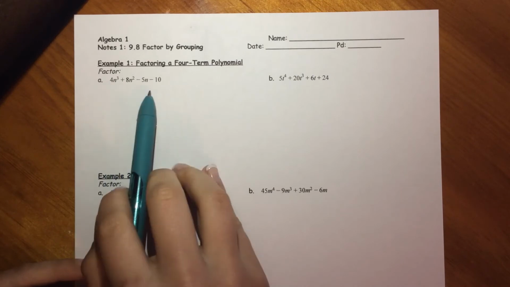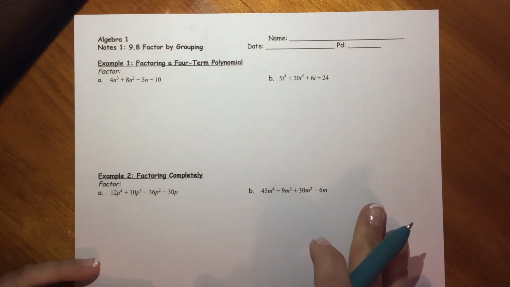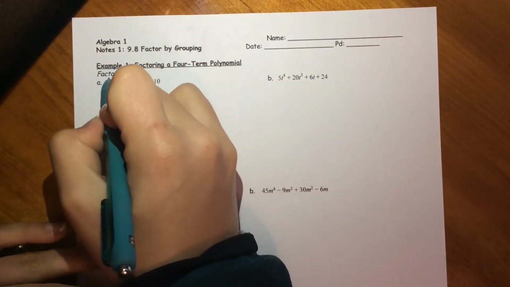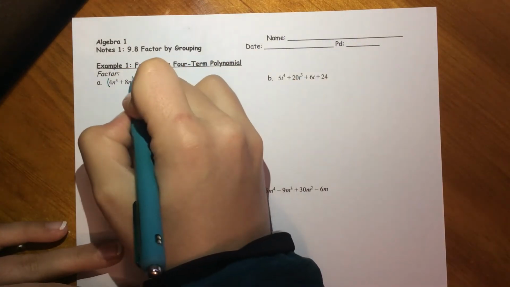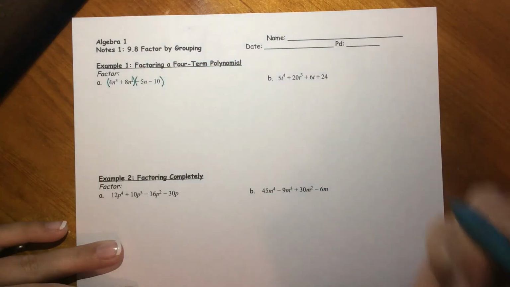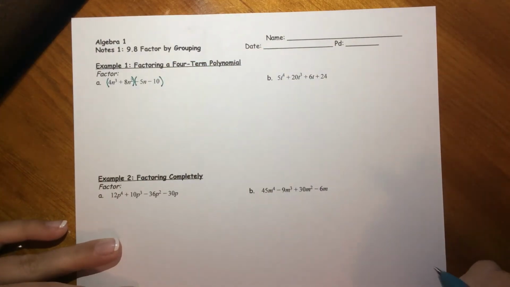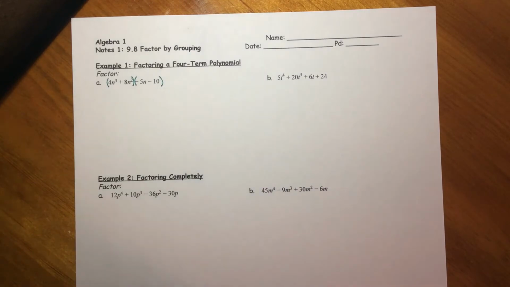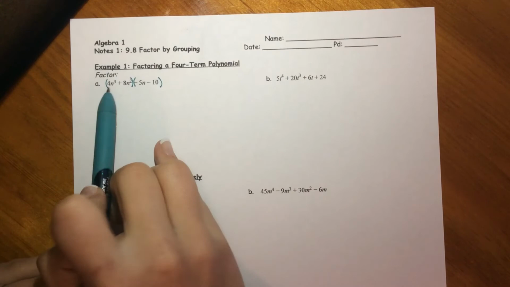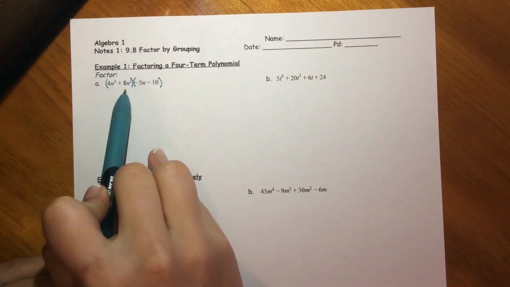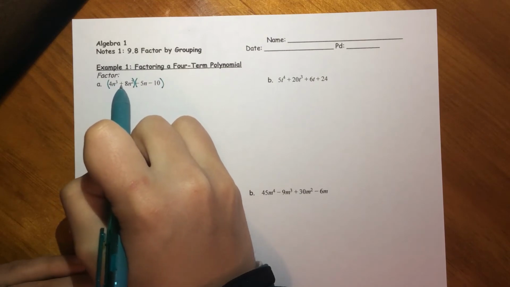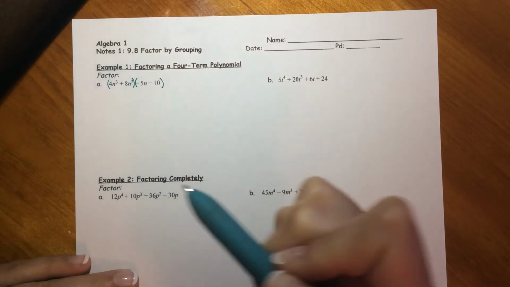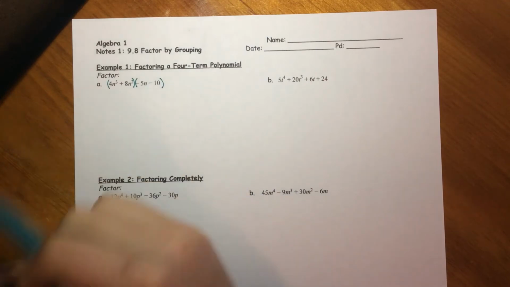So factor by grouping, because it's a 4-term polynomial, means we're going to take 2 sets of parentheses and we're going to put one around the first 2 terms, and then we're going to put a second set of parentheses around the second 2 terms. Okay? What we're going to do now within these sets of parentheses is find a GCF just between these 2 terms. So we have 4n cubed plus 8n squared. Well, what's a GCF between these 2 terms?